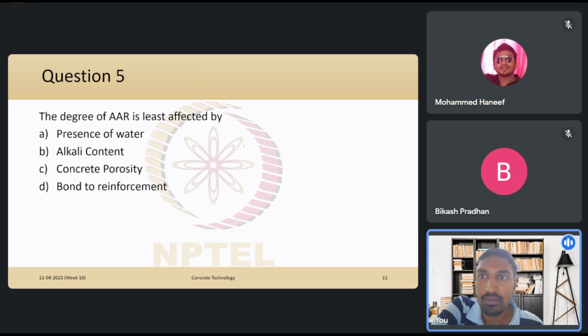And so question 5 is the degree of AAR is least affected by. Options are presence of water, alkali content, concrete porosity, and bond to reinforcement. The AAR stands for alkali aggregate reaction.